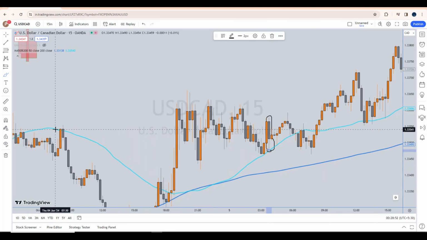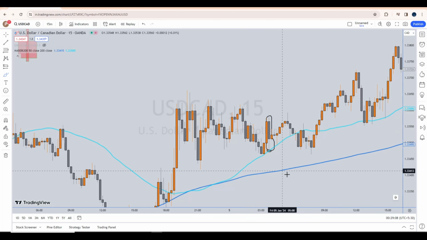So this line basically shows, for every candlestick, the average of the previous 50 candlesticks. Like this it moves. It is made out of the average prices of the previous 50 candles. And the dark blue line you can see here is a 200 moving average, which shows the average price of the last 200 candlesticks.